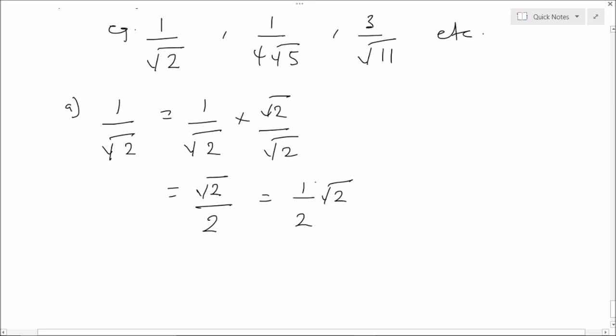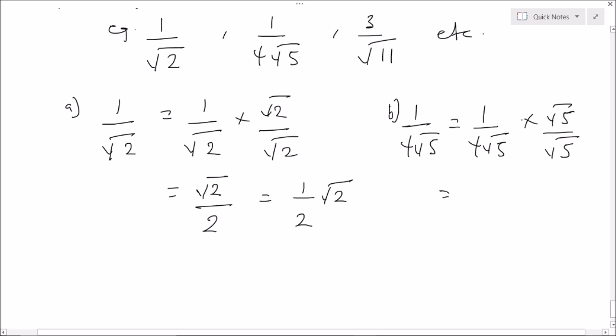Now let's look at the B. B, the same way, we have 1 over 4 root 5. This is the same as 1 over 4 root 5 times root of 5 over root of 5. It's just like multiplying by 1. Root of 5 over root of 5 is the same as 1. So the left hand side and the right hand side are the same again.